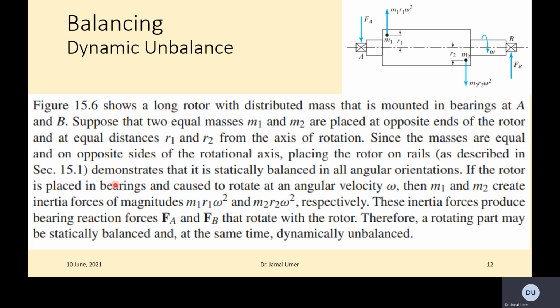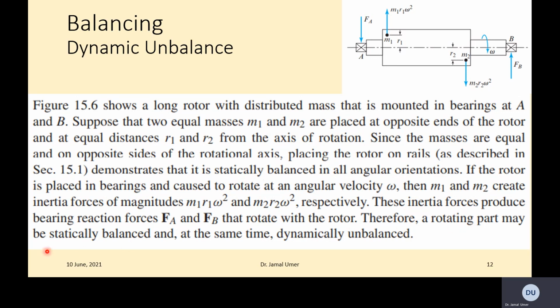But now, if the rotor is placed in a bearing, these two bearings A and B, and caused to rotate at angular speed omega, then M1 and M2 create inertia forces of magnitude M1 R1 omega square and M2 R2 omega square, again the inertia force formula m r omega square for each mass. This inertia force produces bearing forces Fa and Fb. So we have bearing forces Fa and Fb because of these inertia forces, which cause outward forces, and of course this will result in bearing forces.